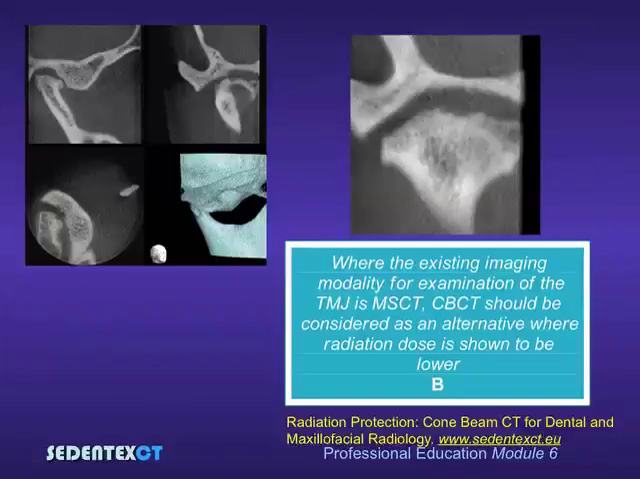As such, the SEDENTEXCT guidelines only stated that where the existing imaging modality for the examination of the TM joint was conventional CT, cone beam CT should be considered as an alternative where radiation dose is shown to be lower. However, I highlight again that most patients with temporomandibular joint symptoms do not require any radiological imaging. If they do require imaging, then magnetic resonance is the likeliest tool of choice.